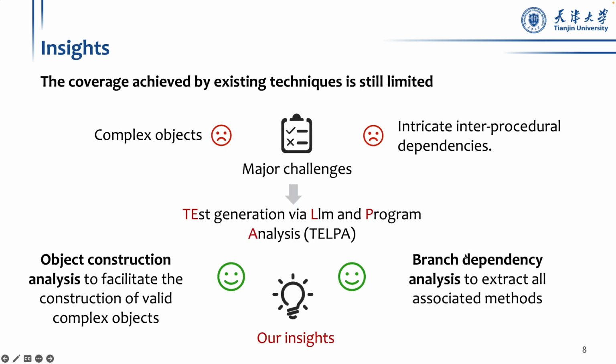Therefore, we propose enhancing the prompting process with program analysis to leverage the LLM's capabilities in overcoming these challenges. To address the construction of complex objects, we can use backward object construction analysis to facilitate the construction of valid objects. And for intricate interprocedural dependencies, we can use branch dependency analysis to extract all associated methods.